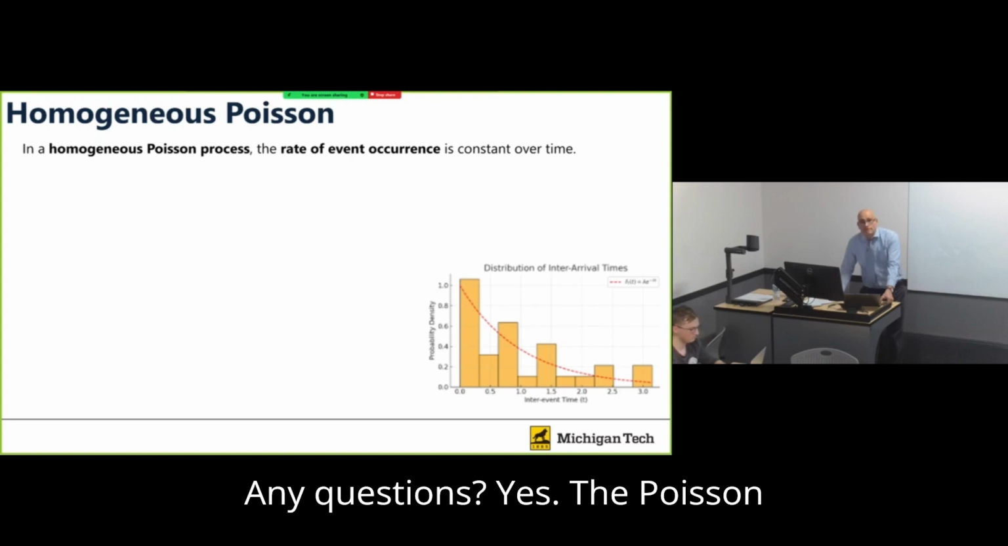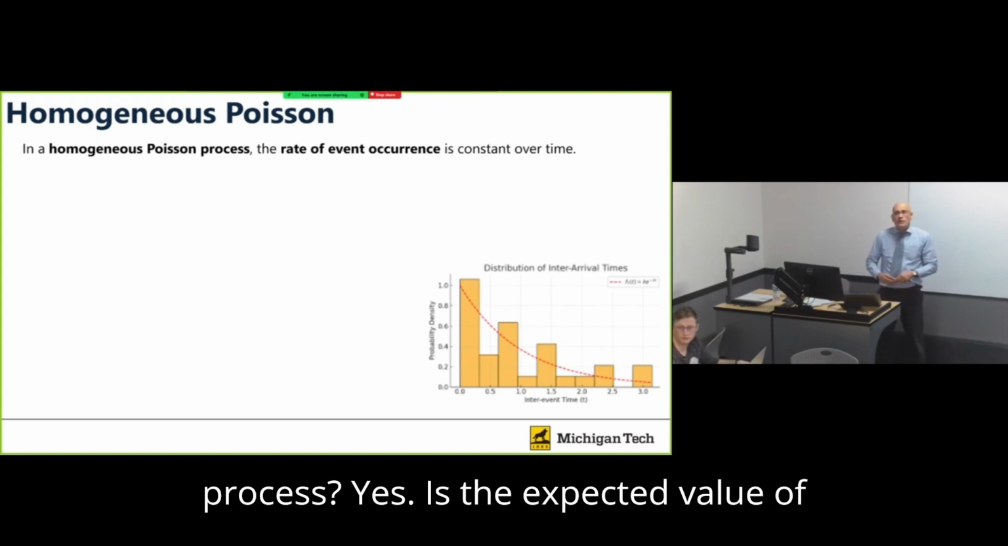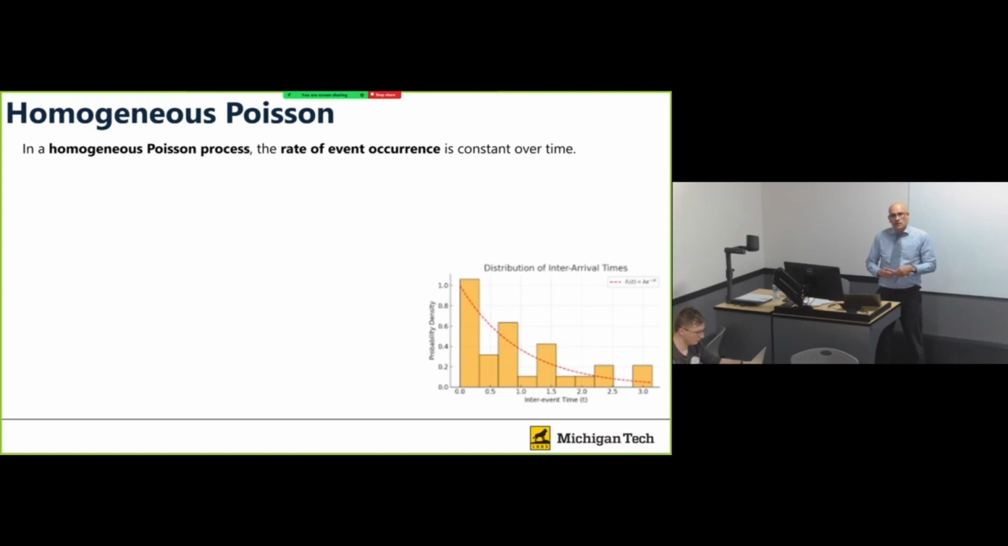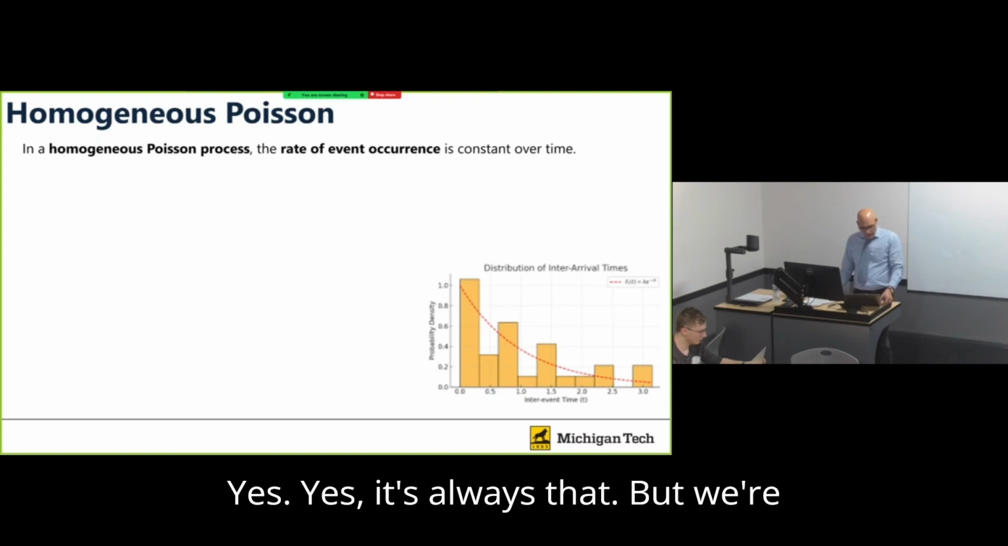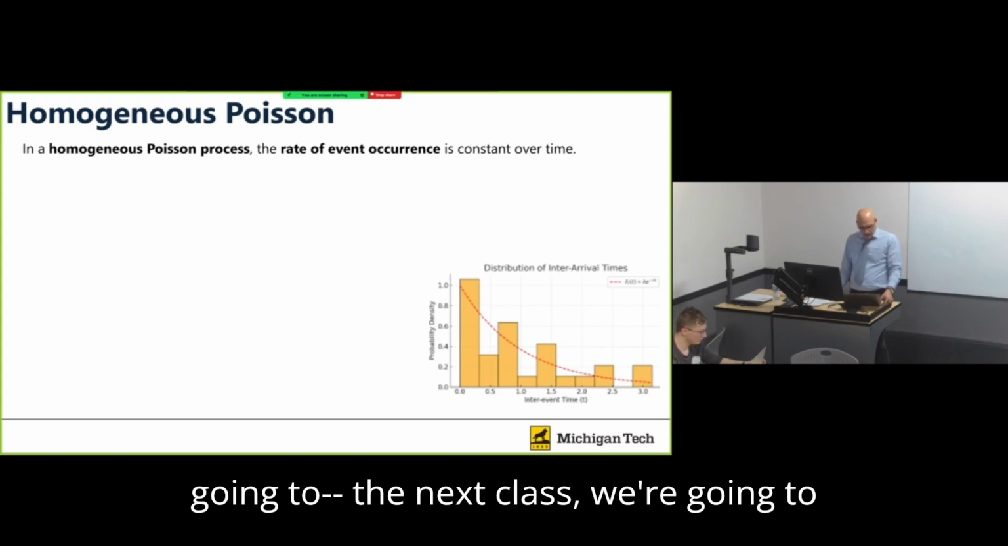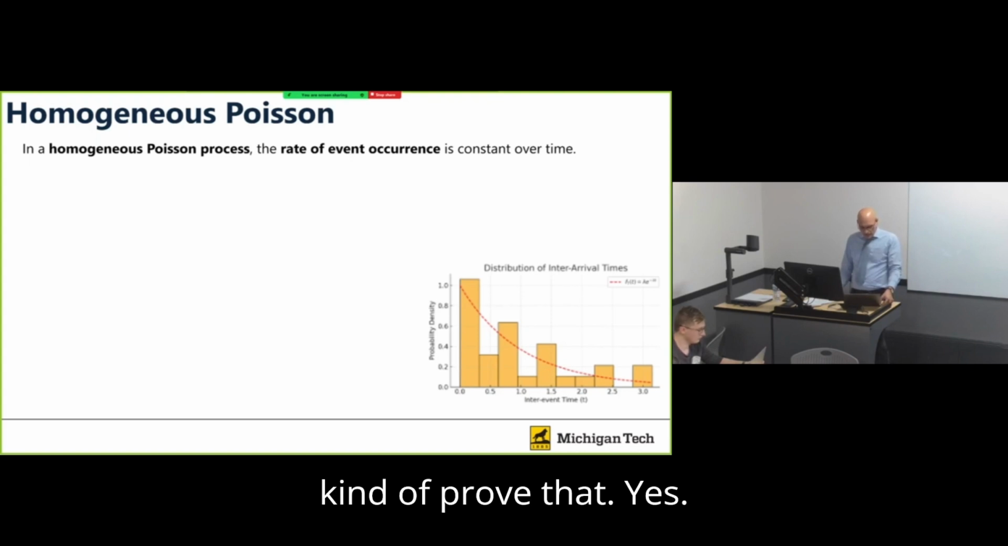Any questions? Yes. In the Poisson process, is the expected value of m and the variance of m always lambda t? Yes, it's always that. But in the next class we're going to prove that. Okay.